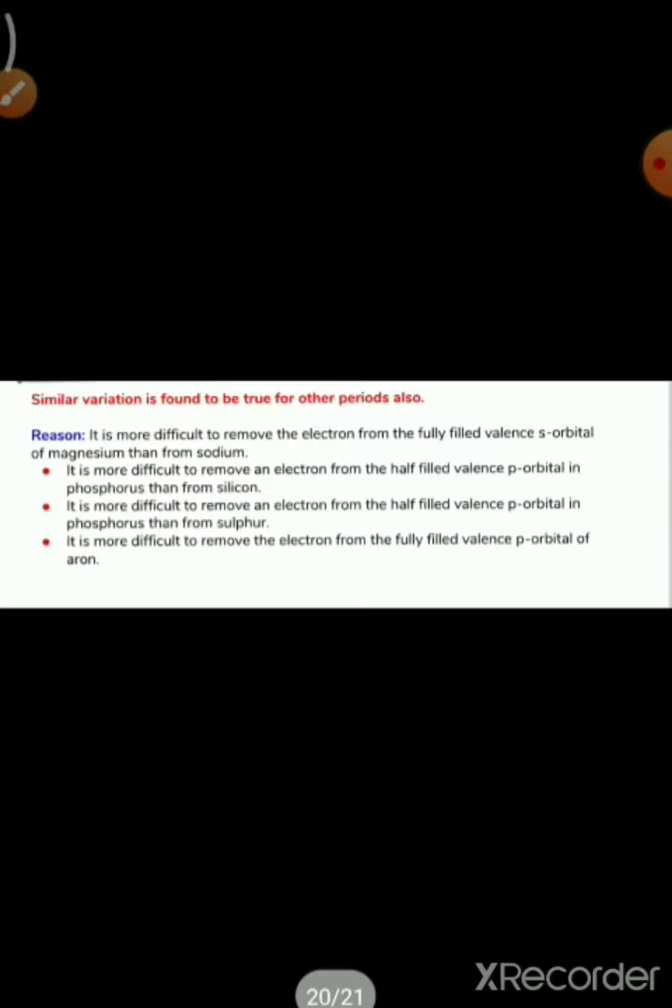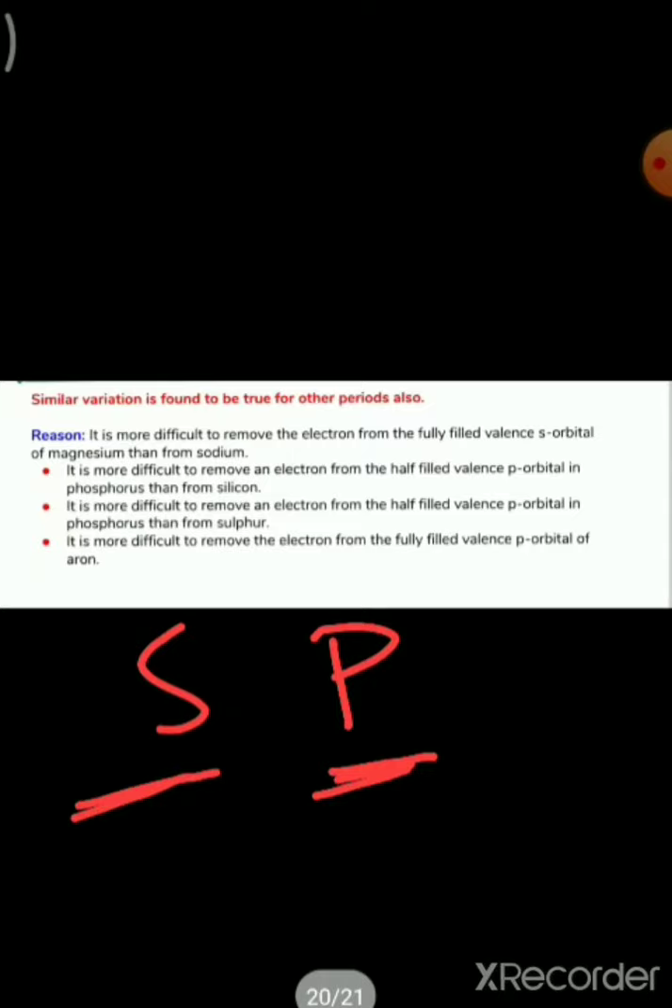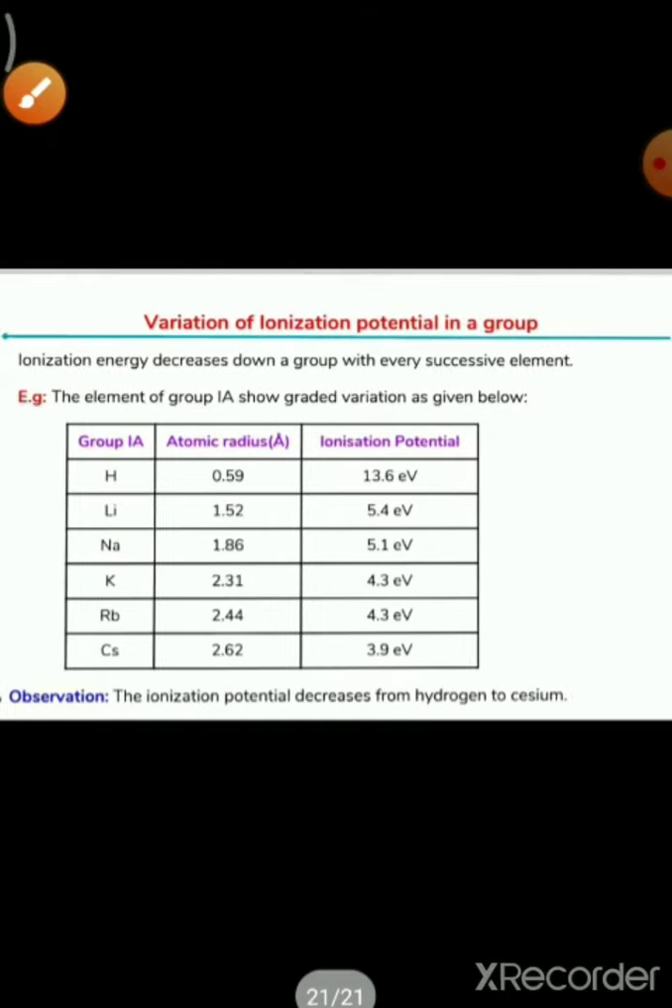It is more difficult to remove the electron from the fully filled valence p orbital of argon. So remember your s and p orbitals. It is difficult to remove the electron from the fully filled valence s orbital, and here also, half filled and full filled, both are difficult to remove the electron. But in the s shell, if it is half filled, we can remove it. Less ionization potential is needed. Okay. Then variation of ionization potential in a group.